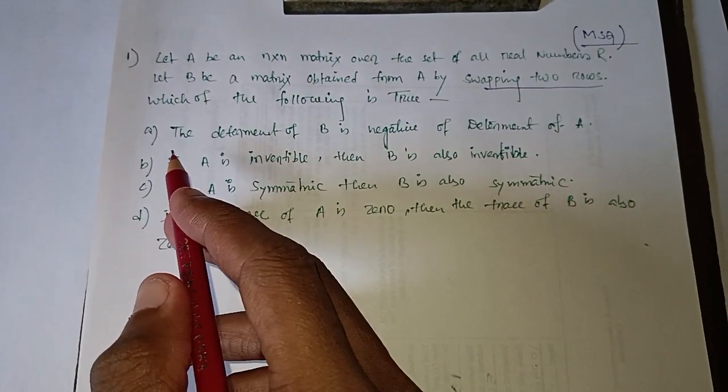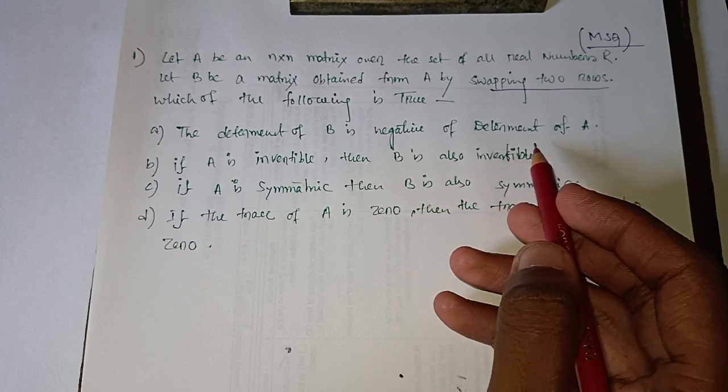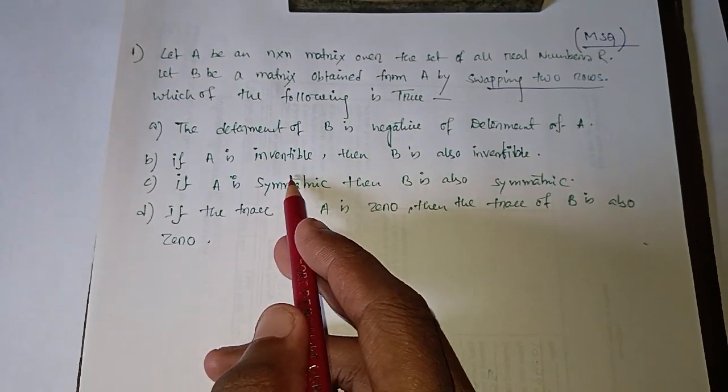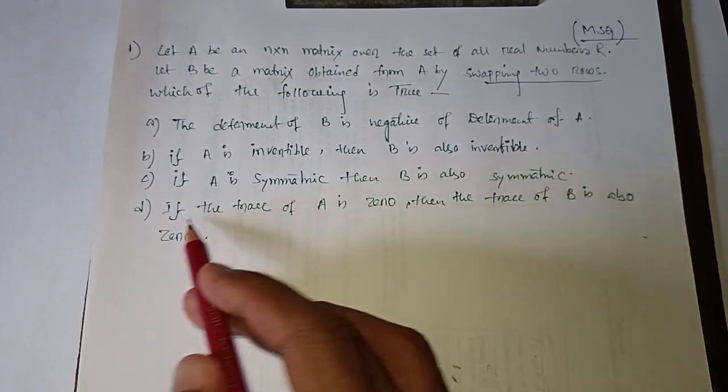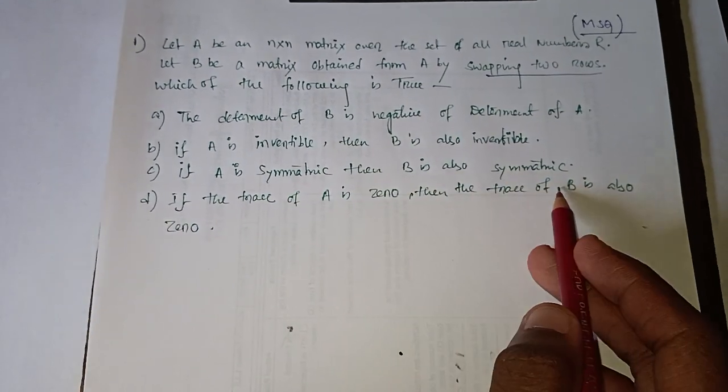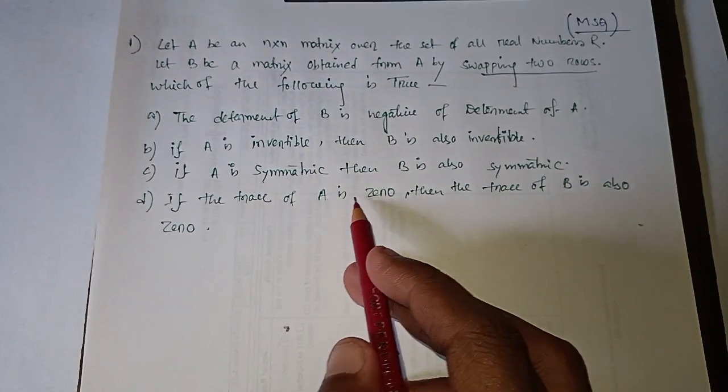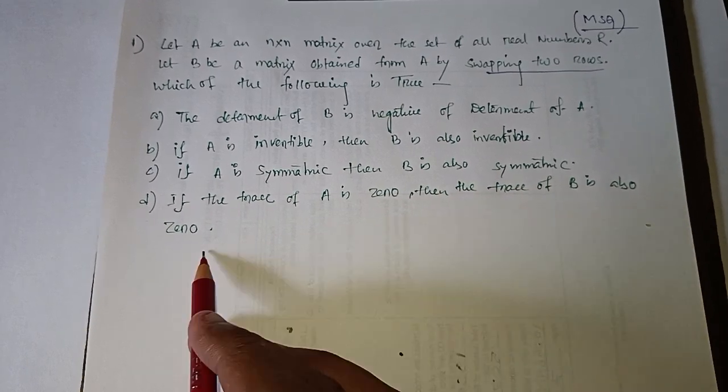So we have four options. The determinant of B is the negative of the determinant of A. If A is invertible, then B is also invertible. If A is symmetric, then B is also symmetric. If the trace of A is 0, then the trace of B is also 0.